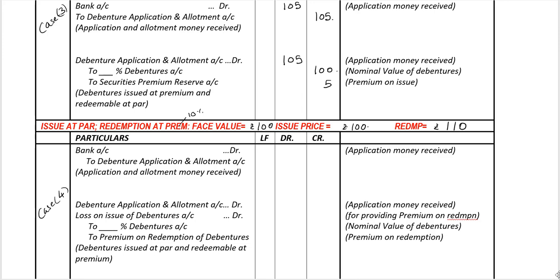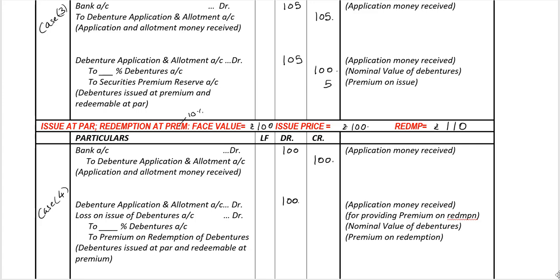The first journal entry, bank account debit to debenture application and allotment account for the application and allotment money received. The issue is at par, so the amount of application money which will be received is 100 rupees. In the second journal entry, we will debit debenture application and allotment account with the application money received.